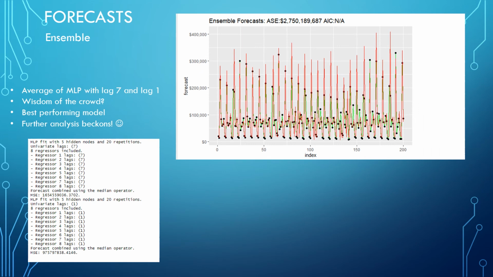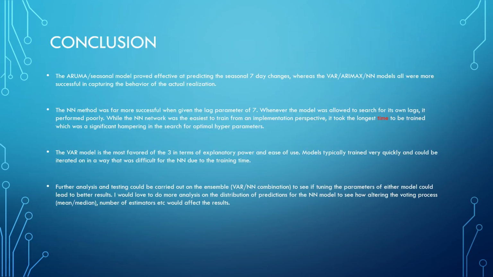The ensemble method was basically an average of letting the MLP use a lag 7 and a lag 1, taking all the same regressors, all the same stuff we used in the VAR model, and then taking a straight-up average of the two predictions, and using that as our actual prediction. That was better than the neural network by itself, and it was better than the VAR model by itself. So investigating those two things further would really be where this analysis should go.